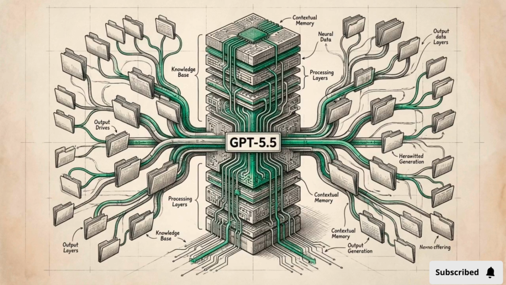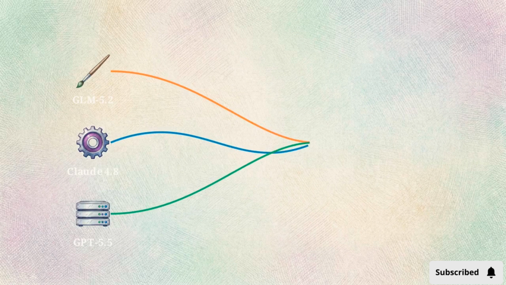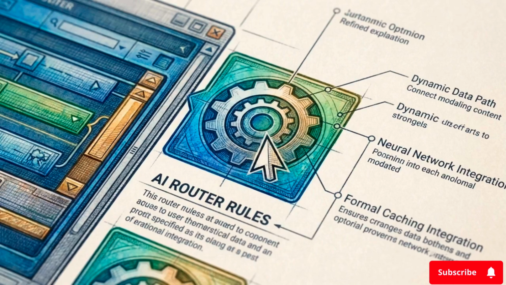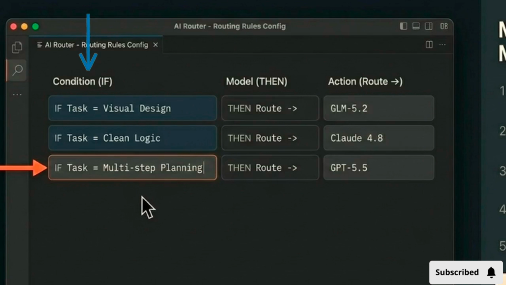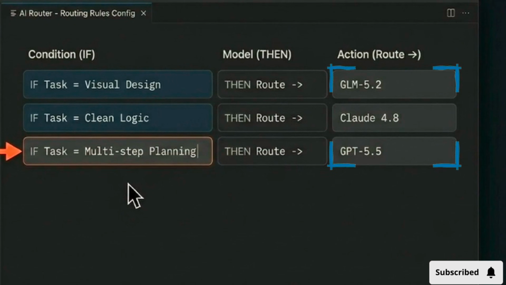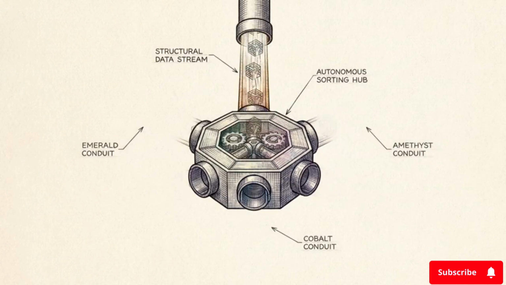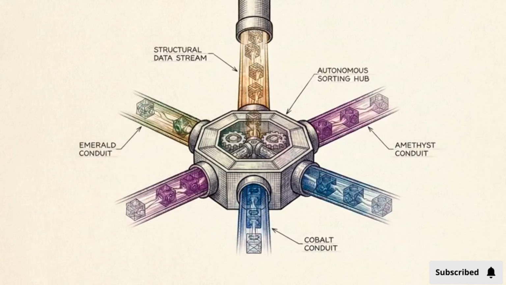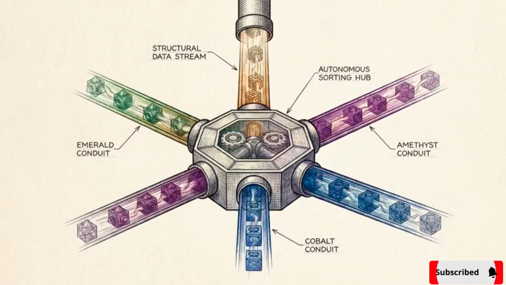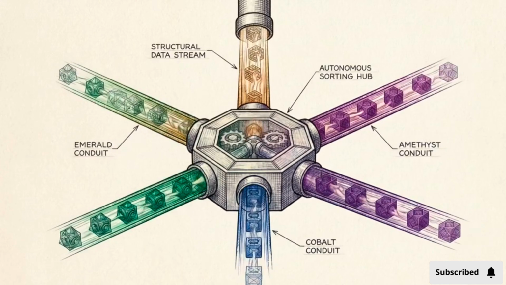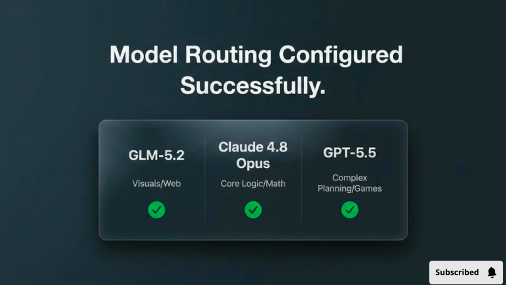Navigate to your IDE's routing rules configuration dashboard. This matrix allows you to set specific if-then conditions. We map visual design tasks to GLM 5.2, logic tasks to Claude, and multi-step planning to GPT 5.5. Saving these rules eliminates manual model switching. The workspace now automatically triages every prompt based on the specific strengths we identified during benchmarking. This final confirmation shows that all three engines are successfully configured and ready for deployment.